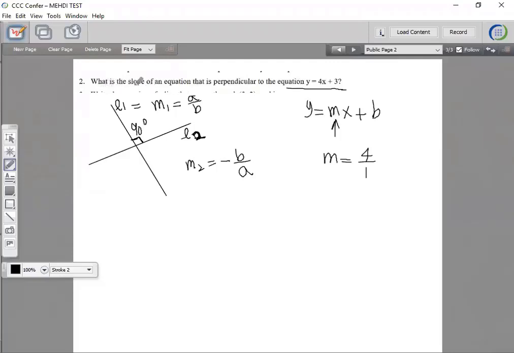It says, what is the slope of the equation that is perpendicular to this line? So if the slope of the first line is 4 over 1, the slope of the line perpendicular to that would be negative and reciprocal of this. The reciprocal of 4 over 1 is 1 over 4. So the slope of the line perpendicular to that would be minus 1 over 4.